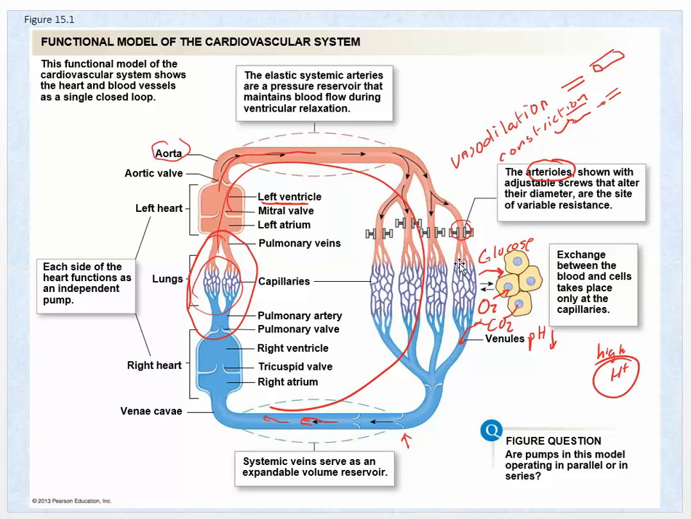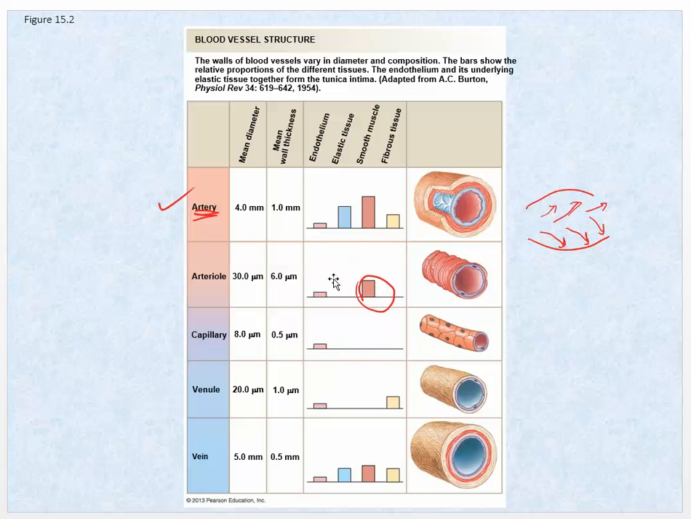So if you need more exchange, it might slow it down a little bit, or speed it up so you have more oxygen coming in, or it might slow it down if it's not a very metabolically active cell. Okay, and then it moves to the capillaries.